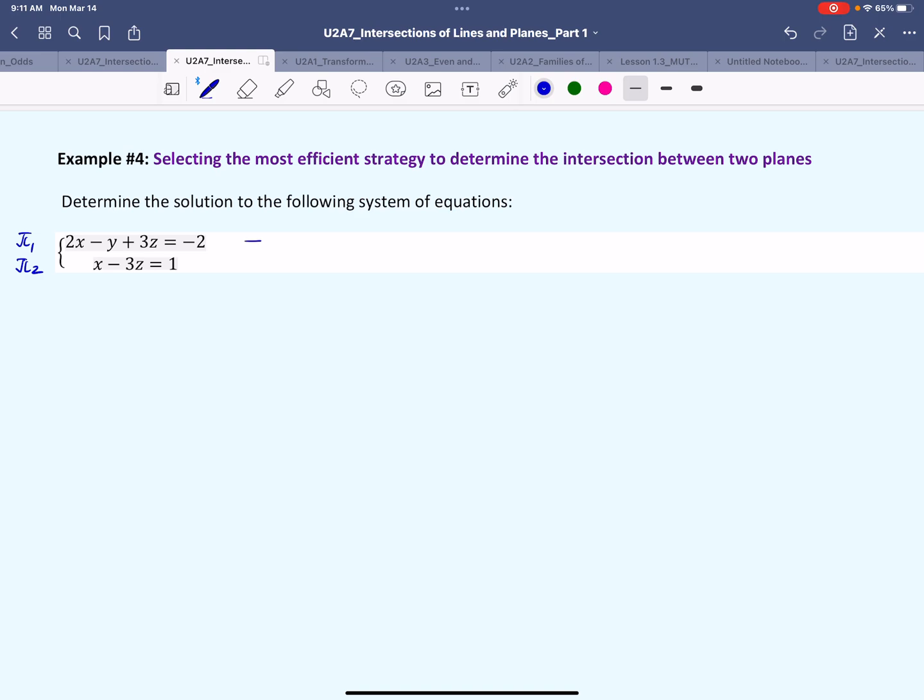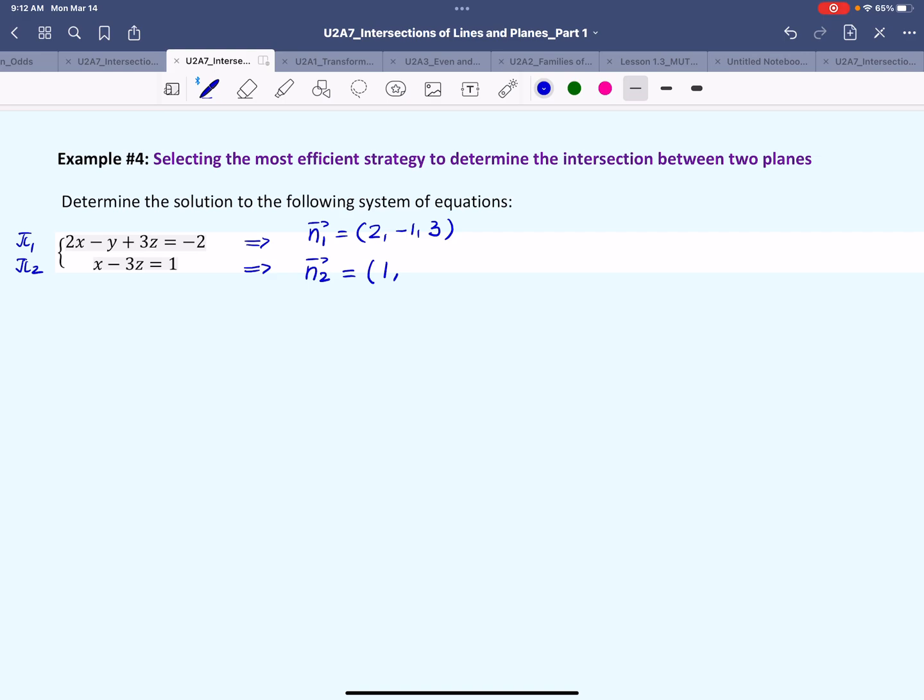We'll start off by identifying their normals. Recall that the normal to a plane is determined by the values of the coefficients of x, y, and z. So we'll have 2, -1, +3 for the first plane. The normal n2 for plane pi2 will be, as you can see, for x we have coefficient 1, which makes coordinate 1 for the normal.